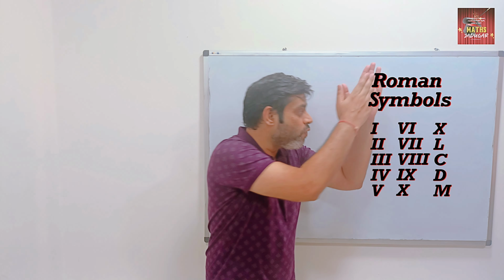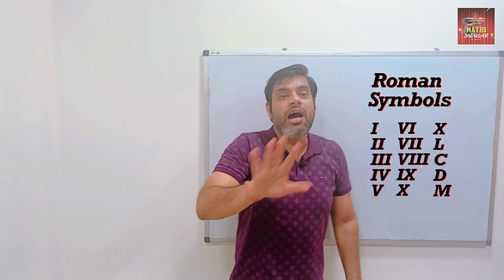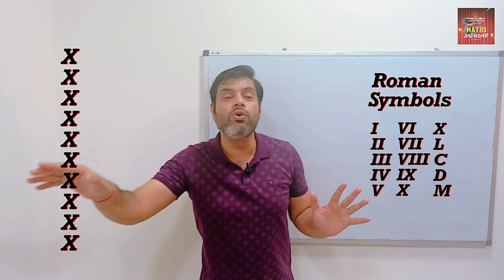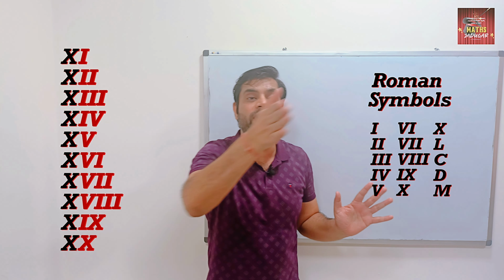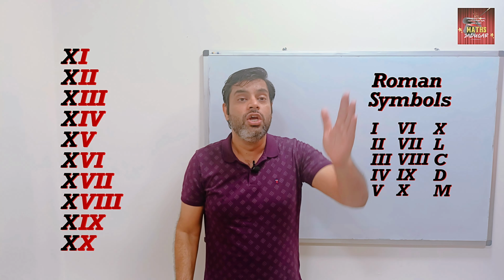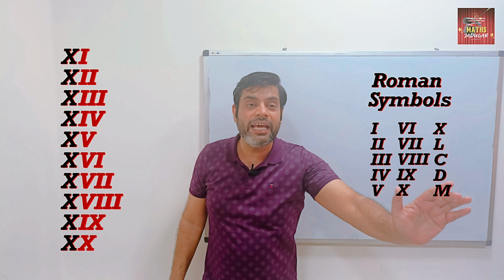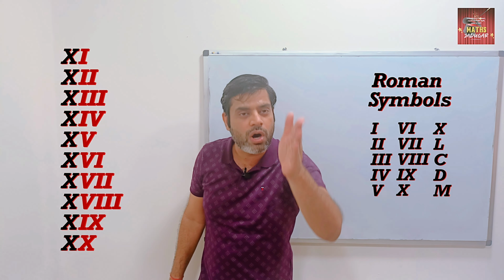So now we know 1 to 9, or 1 to 10. After 10, it's very simple. You know 10, write X. 11 you want to write, X and 1. 10 plus 1 is 11, 10 plus 2 is 12, 10 plus 3 is 13. Go to 19 like this. Just write X, which is 10, and whatever ones are there, you already know how to write 1 to 9.